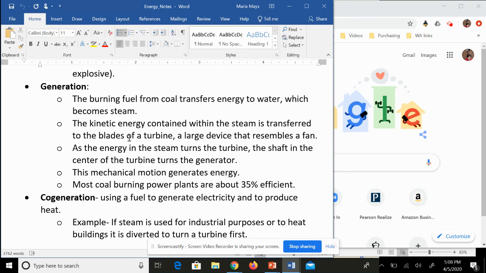Most coal burning power plants, though, are only about 35% efficient. So this is a big area where we could improve.